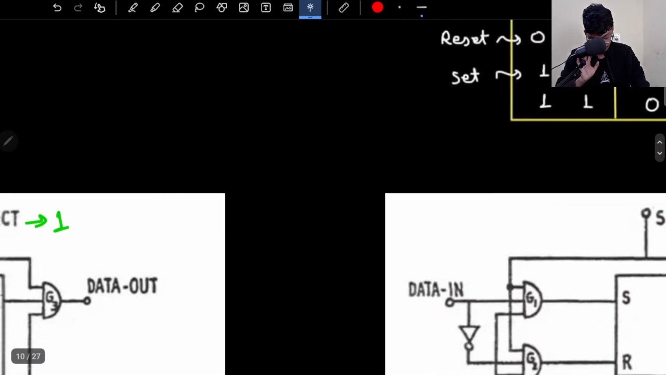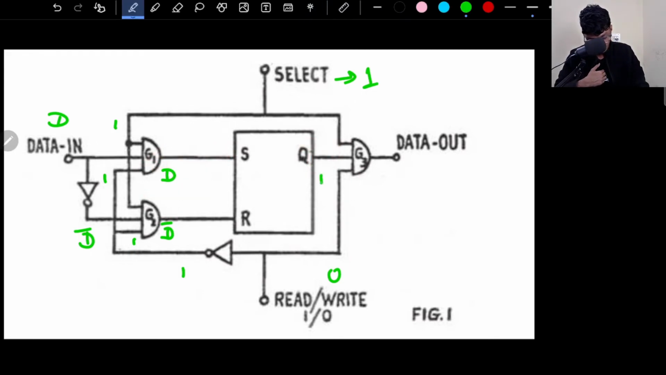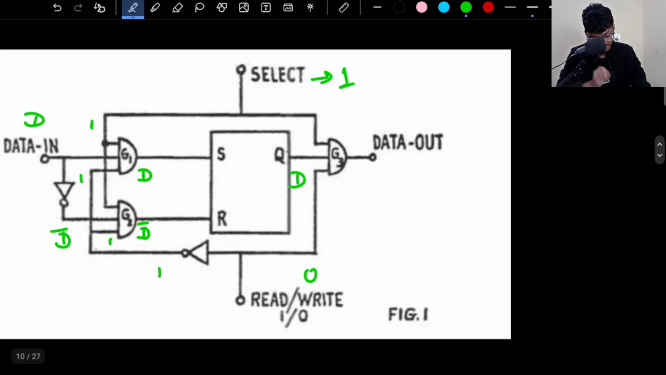In S, whatever I am giving as input, Qn plus 1 will give me as output. So in Qn plus 1, it is D. So Q will give me output as D. Currently Q has D. This is the information stored in Q. Now, what is the output signal of D out?